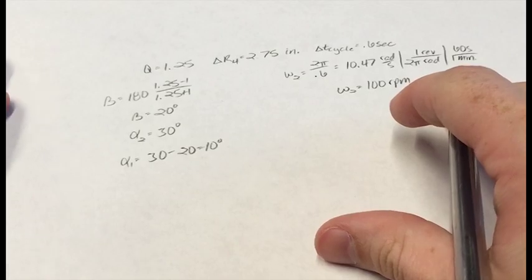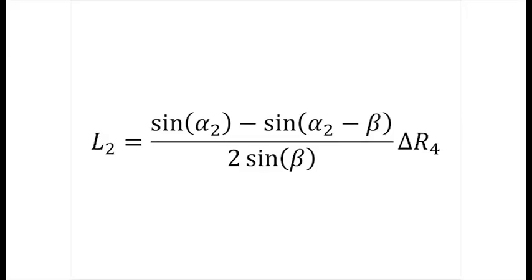Now that we have the angles, we can find the length of the links. Length 2 can be found using this formula. L2 equals (sine of alpha 2 minus sine of (alpha 2 minus beta)) over (2 sine of beta) times delta R4.